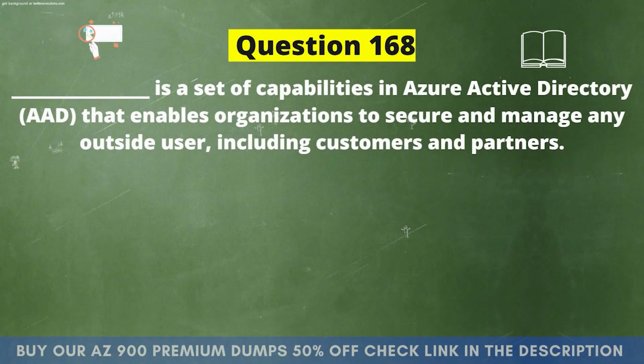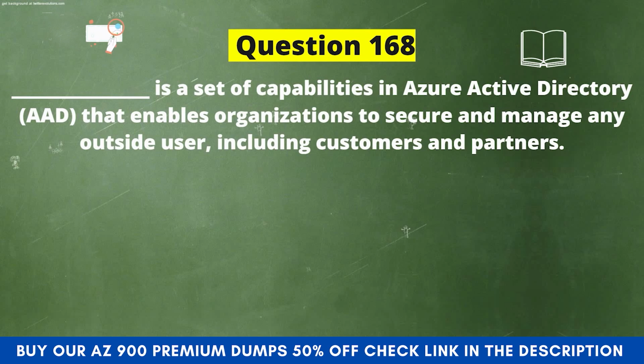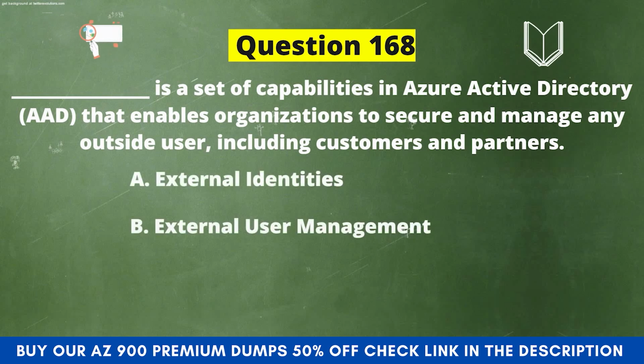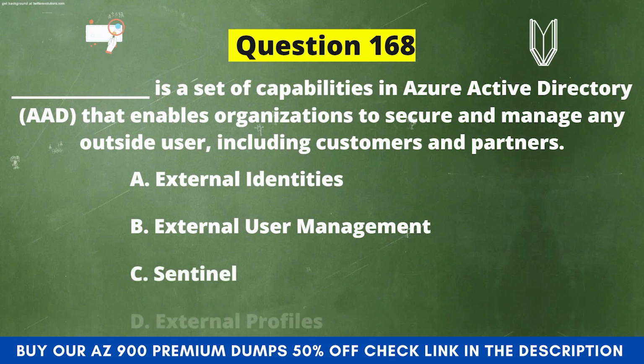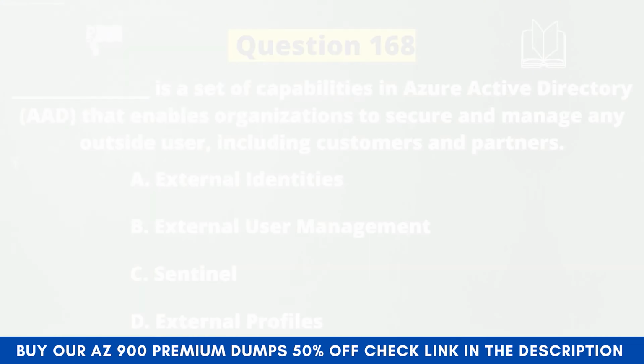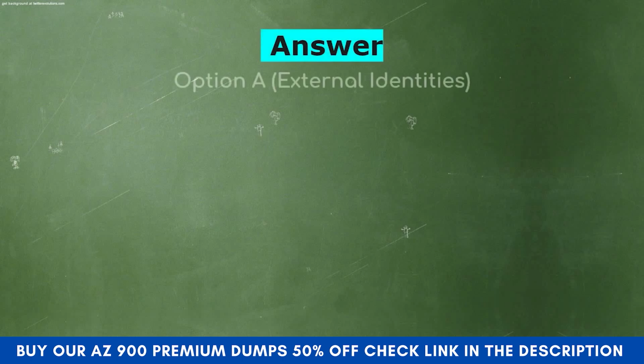Question 168. Dash is a set of capabilities in Azure Active Directory that enables organizations to secure and manage any outside user, including customers and partners. And the options are A. External identities, B. External user management, C. Sentinel, D. External profiles. And the correct answer is option A.